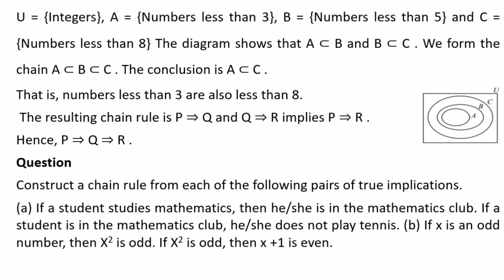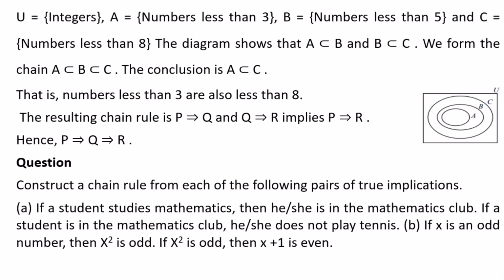When you look at it, our universal set will be integers. A is the numbers less than 3, B is the numbers less than 5, C is the numbers less than 8. So A is a subset of B, and B is a subset of C. Then we form the chain rule by saying A is a subset of B and B is a subset of C. The conclusion will be that A is a subset of C. And this is the Venn diagram that is showing it.